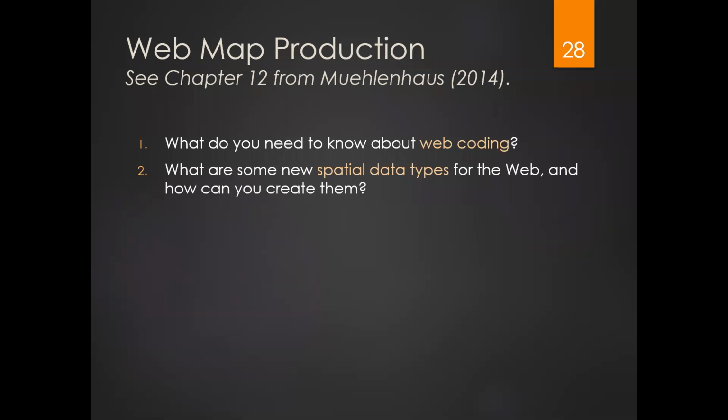Hey, this will be the last part for web geovisualization. And in this part, I'm going to answer two questions. First one, what do you need to know about web coding? Since you're trying to move maps online, you're trying to make web maps, you need to know some coding tricks and technologies. And secondly, what are some new spatial data types for the web and how can you create them?